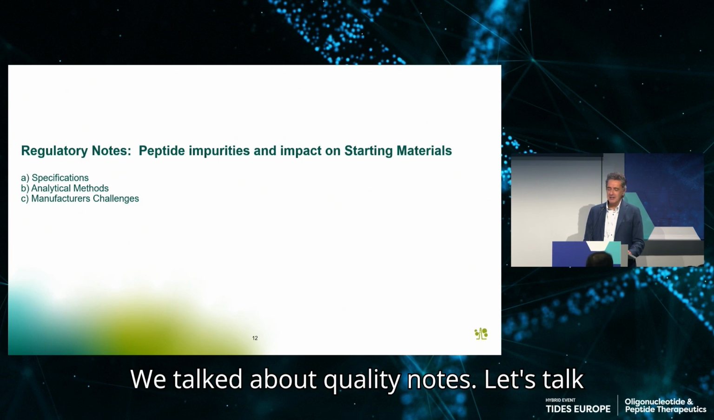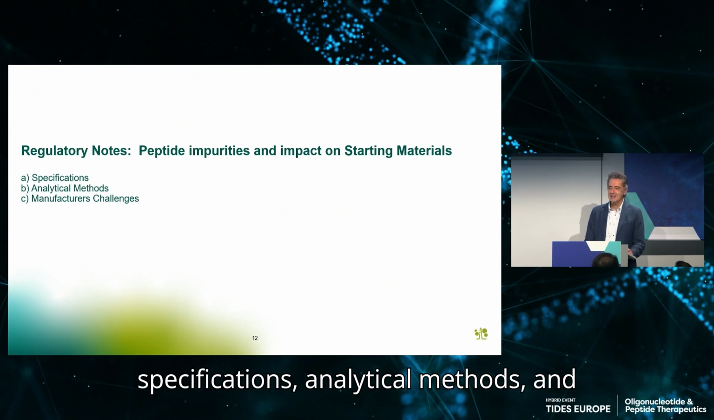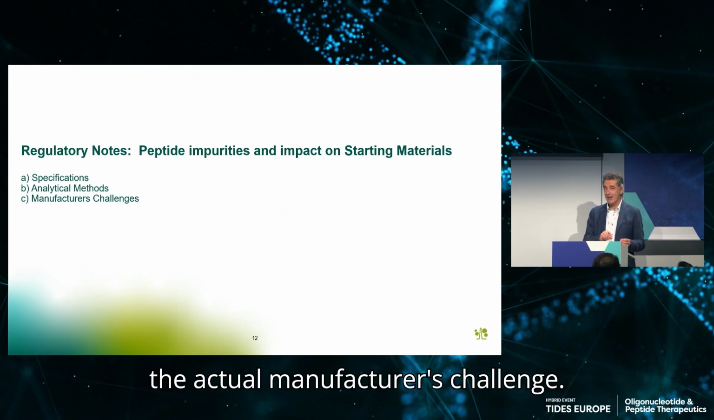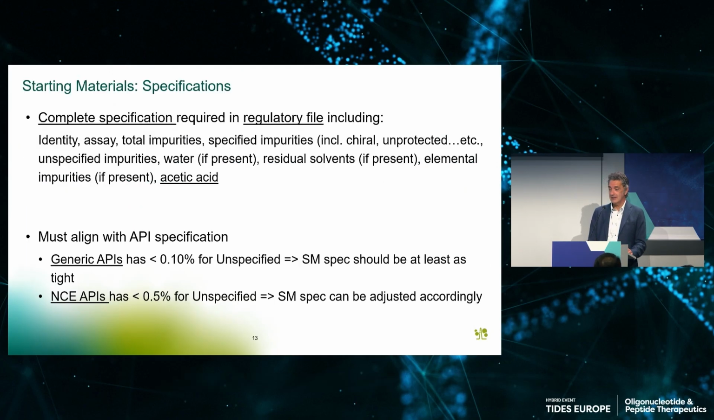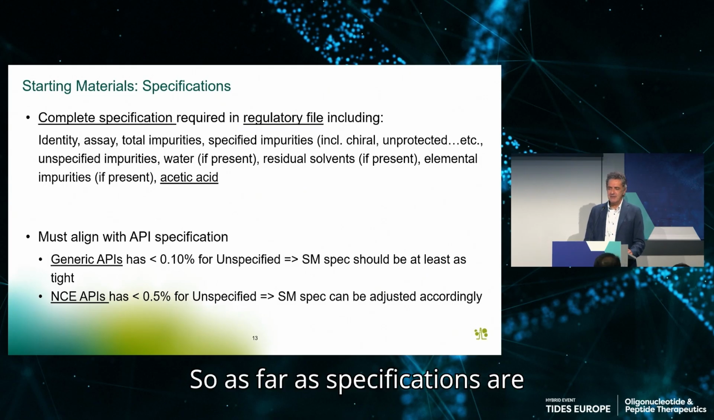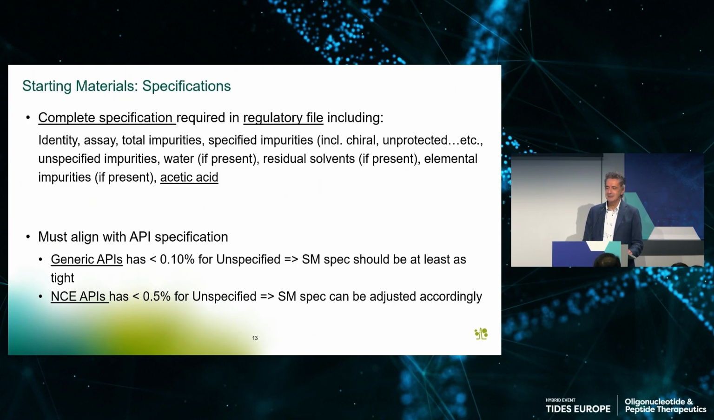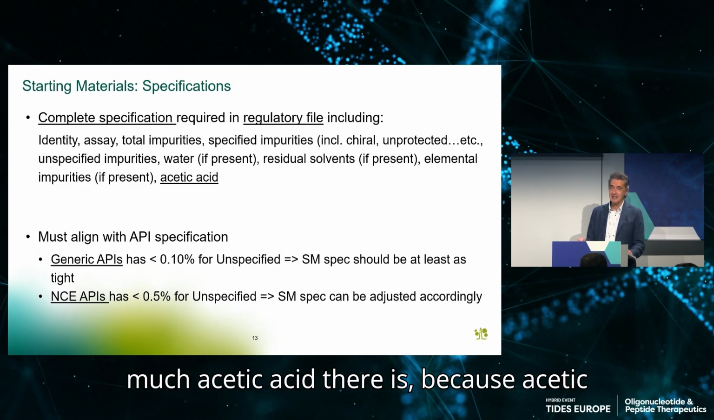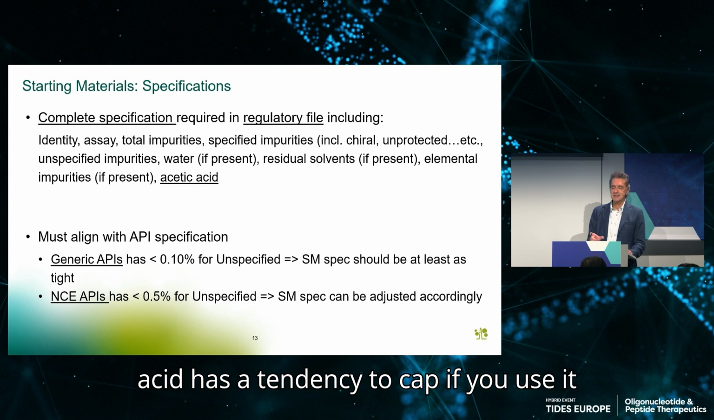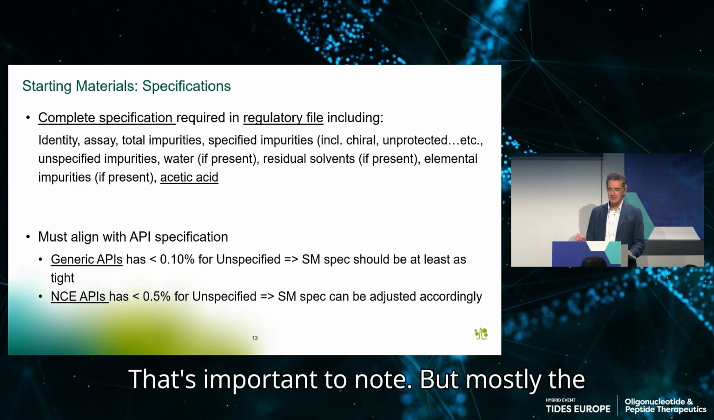We talked about quality notes. Let's talk about regulatory notes. They include specifications, analytical methods, and the actual manufacturer's challenge, the challenges that we see with manufacturers. As far as specifications are concerned, we have to have complete specifications in the regulatory file. That means identity, assay, and the whole list that I've outlined, including how much acetic acid there is, because acetic acid has a tendency to cap if you use it during the coupling cycle. And that's important to note.